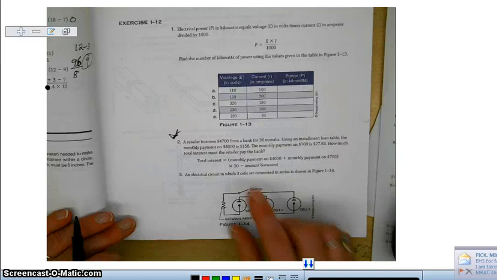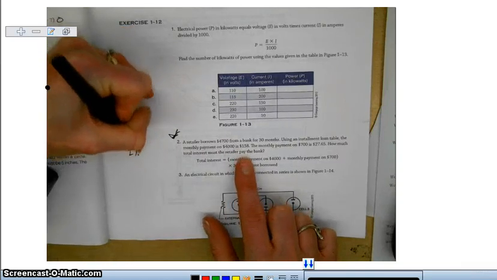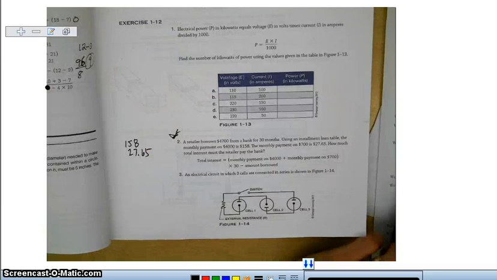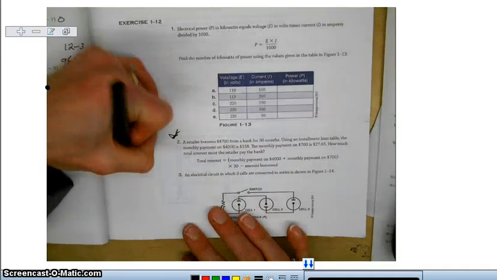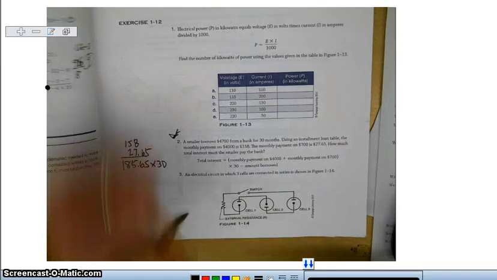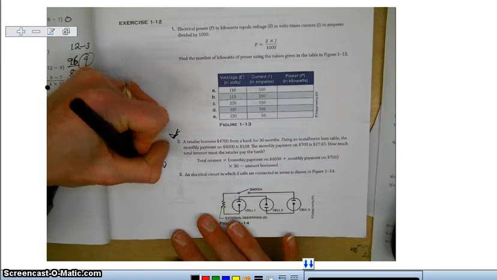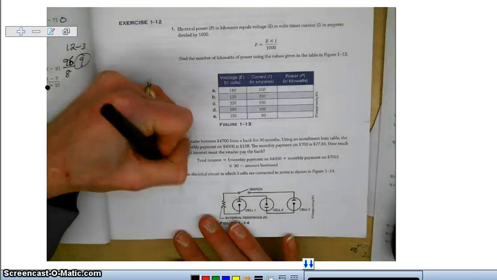So all I'm going to do is take 158 and add 27.65. So 158 plus 27.65 is $185.65. That's how much I'm going to pay. I need to take that times 30 for 30 months. And that's going to be $5,569.50. That's how much I pay.